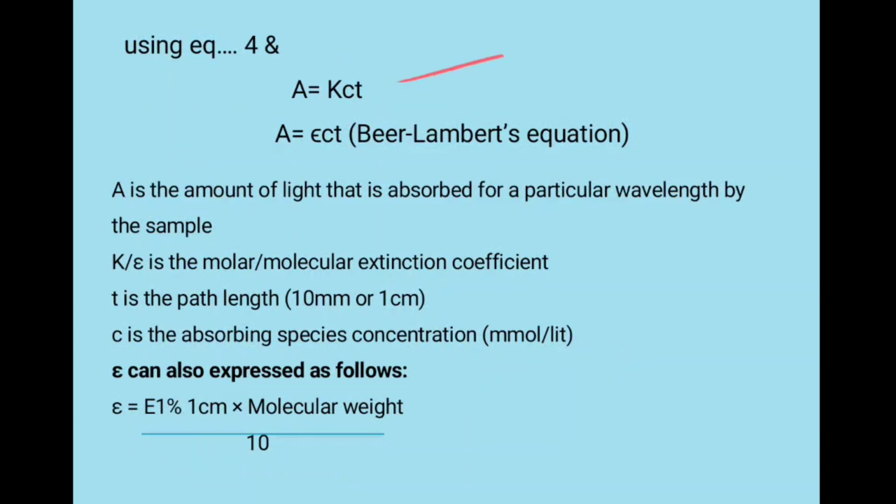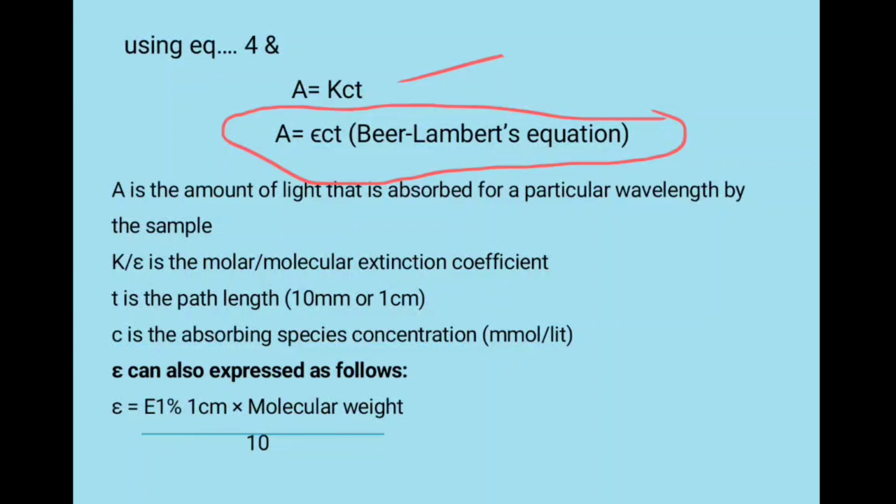Or we can write A is equal to εCt, and this is the Beer-Lambert equation, where A is the amount of light that is absorbed for a particular wavelength by the sample. ε is the molar or molecular extinction coefficient.